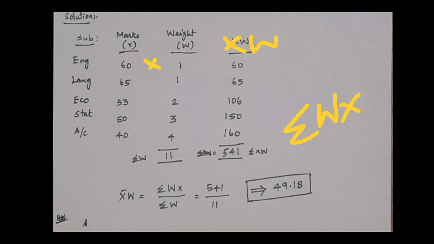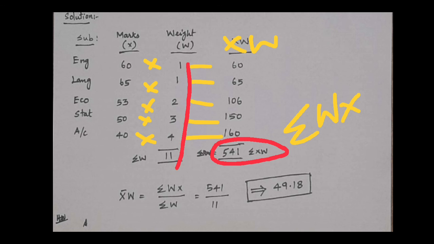In x, what we did is multiply: 6 into it comes 60, 65 into 1 is 65, 53 into 2 is 106, 50 into 3 is 150, 40 into 4 is 160. When you go to the totals, this comes as 541, sigma xw, and this is sigma w. The total will be calculated as 11: 2 plus 1 is 3, 3 plus 1 is 4, 4 plus 3 is 7, 7 plus 4 is 11.